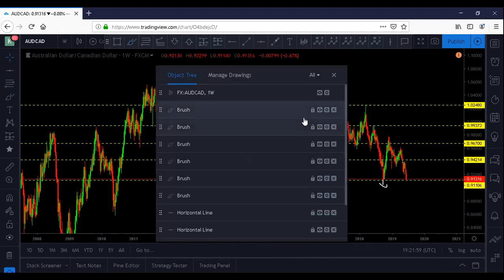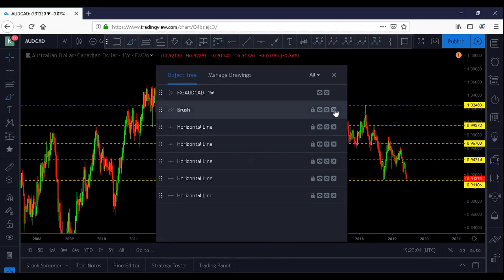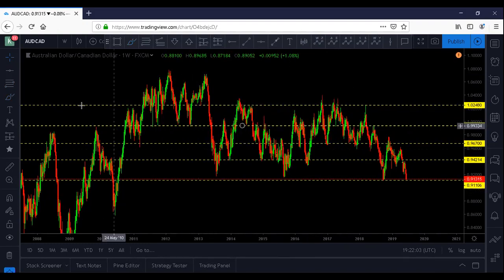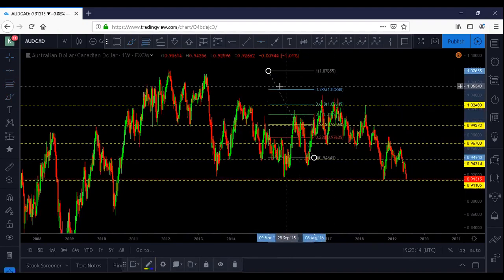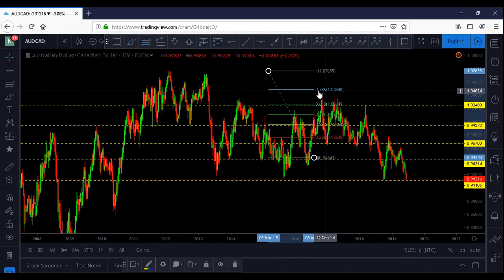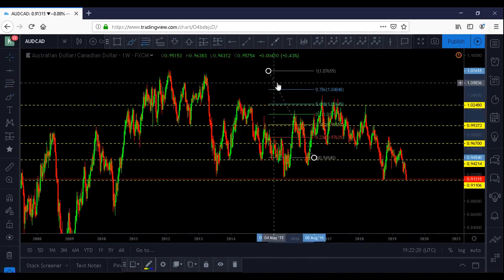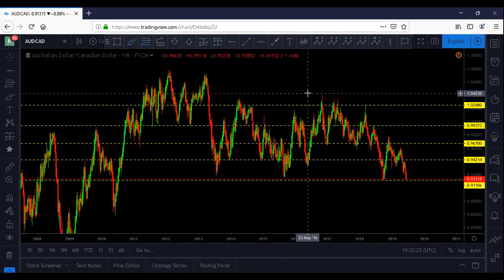Let me see if that will work. And now this Fibonacci retracement is just a normal Fibonacci. I think the only difference from MetaTrader is that we have 78.6 on TradingView, but you can add that level.